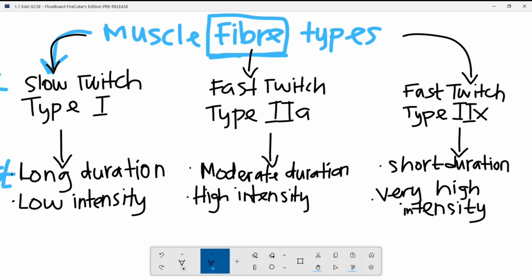This is because they have high force outputs, they have medium levels of endurance, and they have fast speeds of contraction. Now lastly, on the more extreme end here, you have your fast twitch type 2X muscle fibers. These are best suited towards short duration and very high intensity exercise. This is because they have very high force outputs, they have very fast speeds of contraction, but they have very low tolerance to fatigue, which means they are definitely not suited to endurance activities.